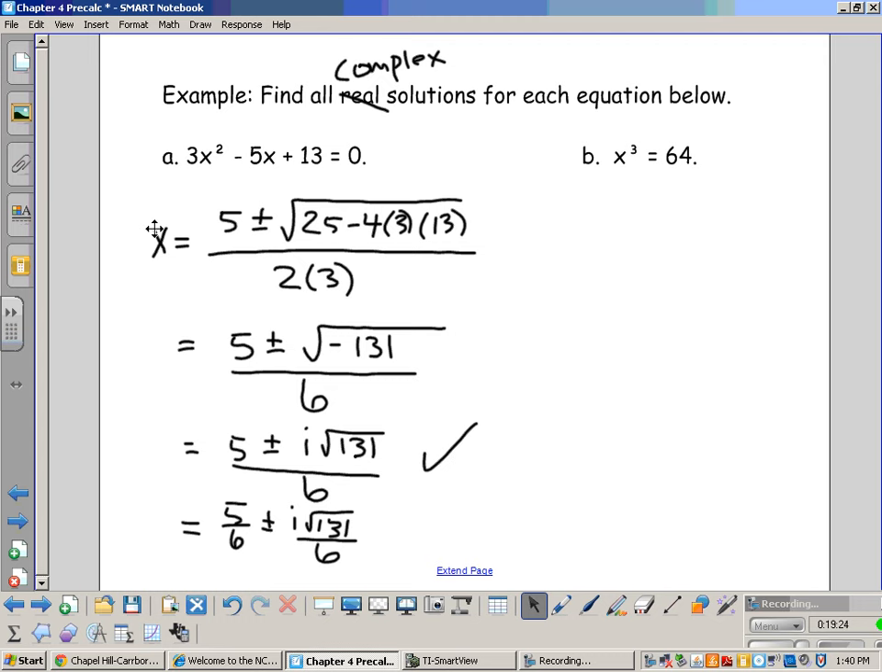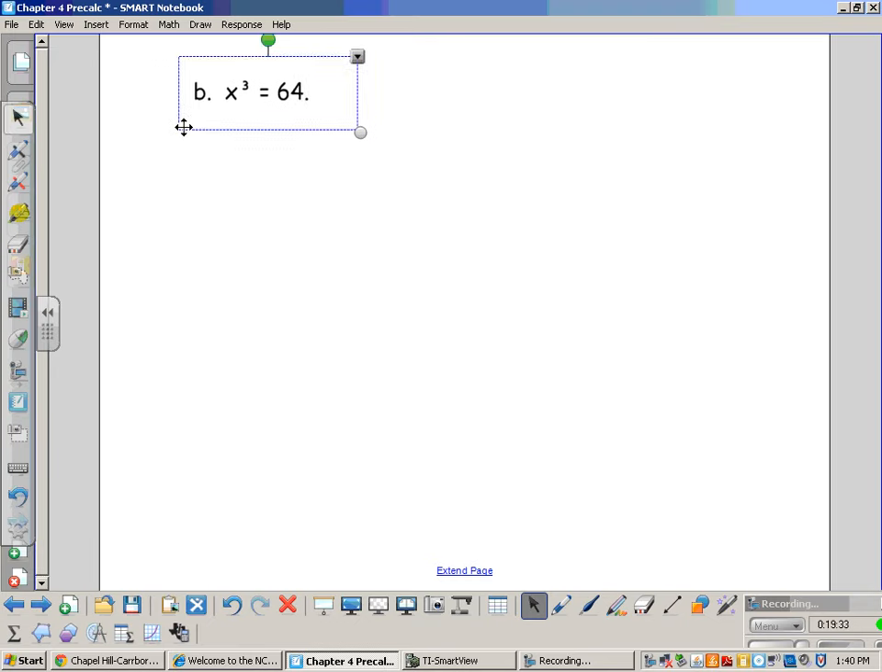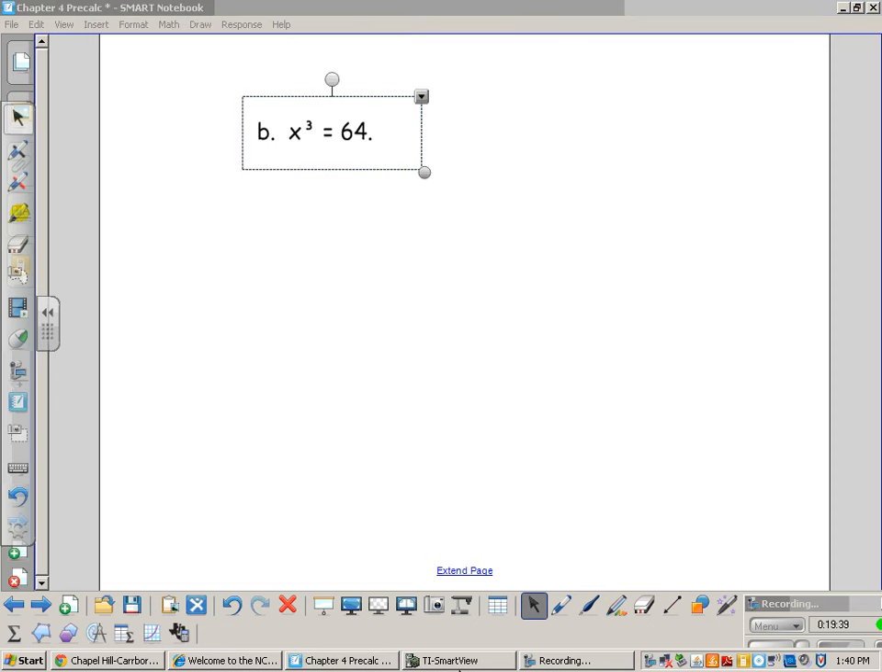Okay, so we have that problem. Now let's take a look at the next one. Again, we're finding all the solutions, real and complex, for this one. And again, you want to take a look at it on a graph to get started.